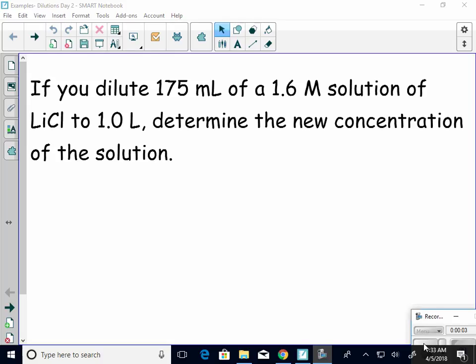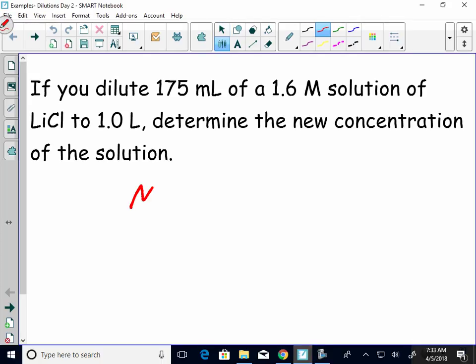Now the key with the dilutions is to remember that M1 V1 is equal to M2 V2. Now, why is that a correct statement? We talked about it yesterday. Why is this a correct statement that the two of those are equal?